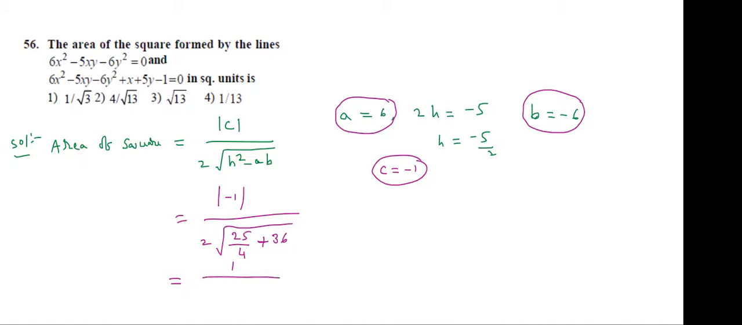Mod, and the c value is -1. |-1|/2 into the square root of (h², that is 25/4, minus ab. a value is 6, b value is -6, so -36. Here already minus is there, we get plus 36). Here take the LCM, denominator we get 4: (25 + 144)/4. Root 4 means 2, the 2 cancels. And 25 + 144 is 169. Root 169 is 13. So the area of the square is 1/13 square units.